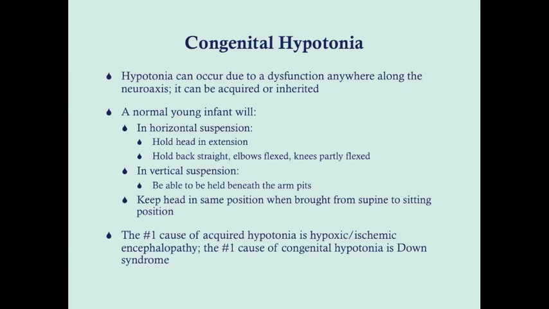When you hold the baby in vertical suspension, so you're holding the baby underneath their armpits, they should be stable that way. In a baby with hypotonia, if you try to hold the baby underneath their armpits, they're going to slide right out. And then if you take the baby and bring them from laying down in a supine position to sitting up, they should keep their head in about the same position.